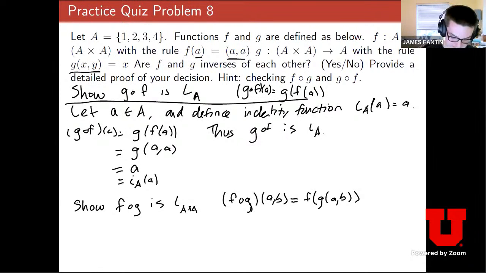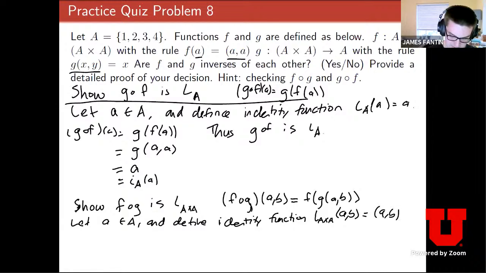That doesn't mean it's invertible yet. We have to show it for the other way, that F composed G is the identity. So do the same thing. Let a be an element of the set A. And we're going to define the identity function for A cross A. It just takes a tuple (a, b) and just spits out the tuple. That's just what identity functions do.